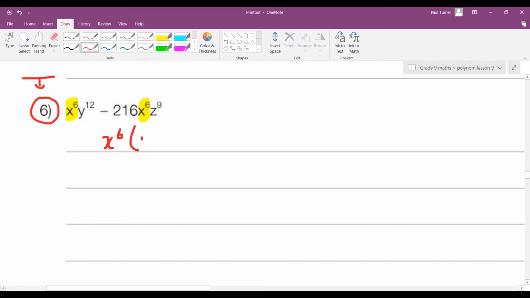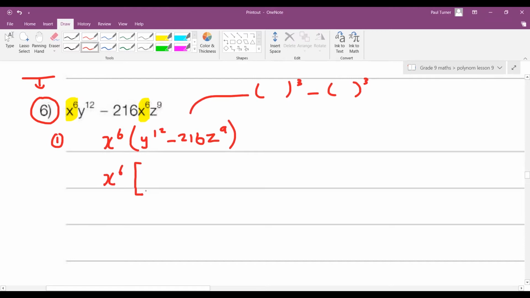x^6, y^12 minus 216 z^9. Okay, so now we want to make this part something cubed minus something cubed like that. So first step, this is your factorizing, common factor first. Now we change to this difference of cubes.